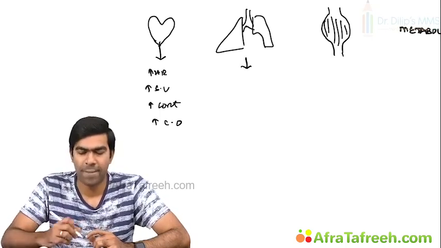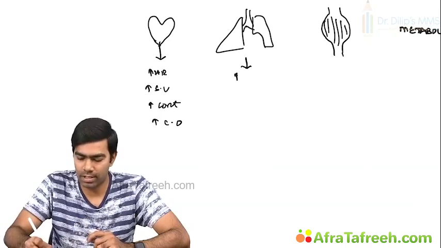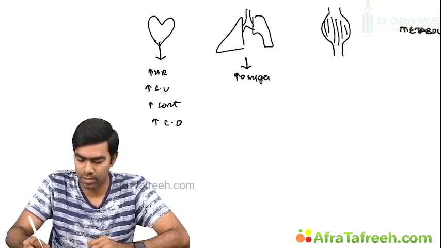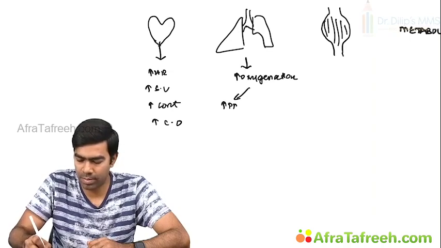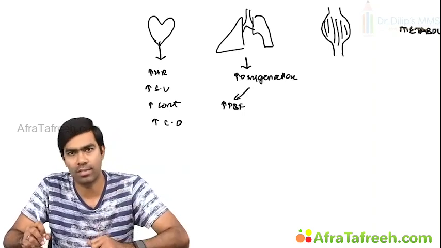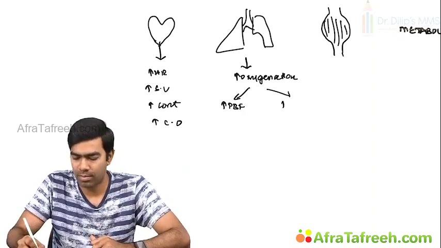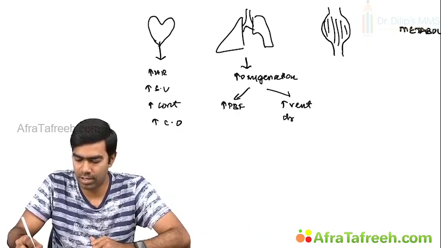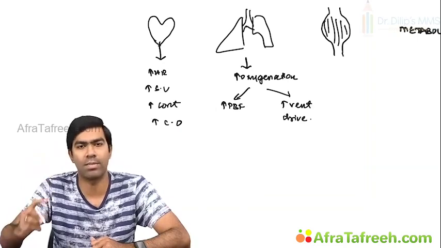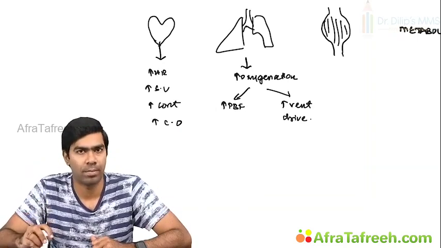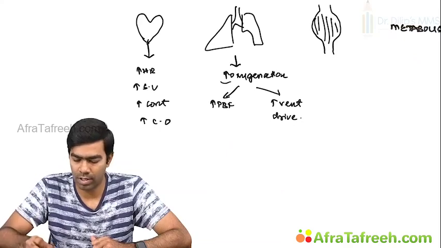Next, what are the effects on the lungs? In the lungs, they are going to increase the oxygenation. How do they increase the oxygenation? By first principle, they increase the pulmonary blood flow because the heart contracts excessively. At the same time, they increase the ventilatory drive. They increase the respiratory drive, and they increase the breathing rate also by stimulating the respiratory center in the brain. So because of that, they will try to increase the oxygenation.